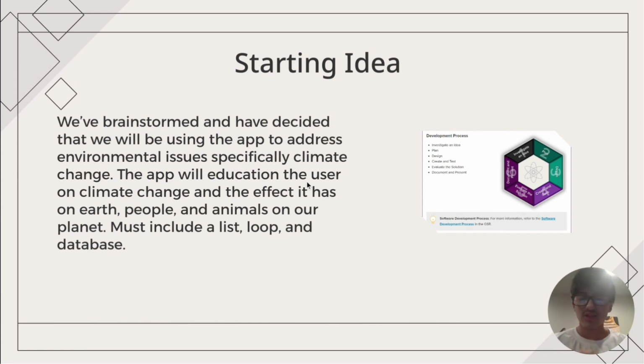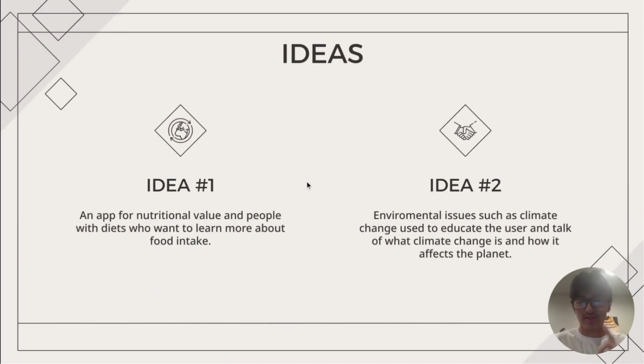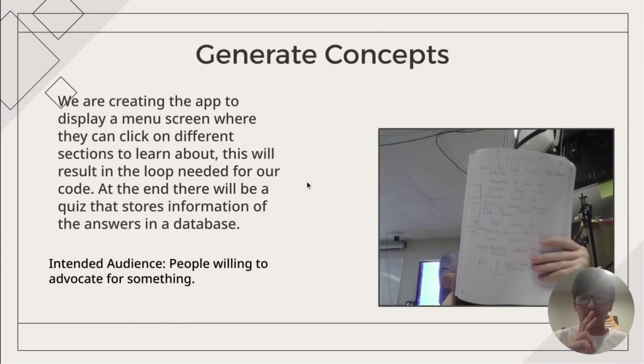Starting ideas, we basically just thought out a list of what we could pick from. We were mainly focused on climate change and environmental issues. Generate concepts. So we had two ideas. First was nutrient values. The other one was environmental issues. And we decided to go with idea 2.